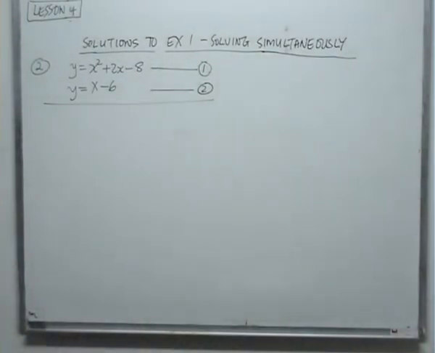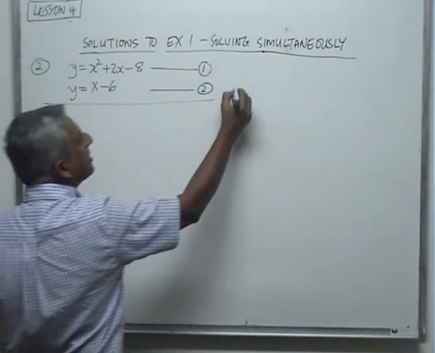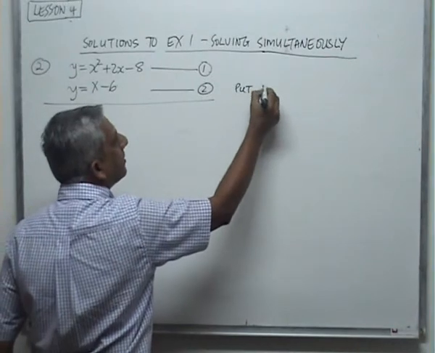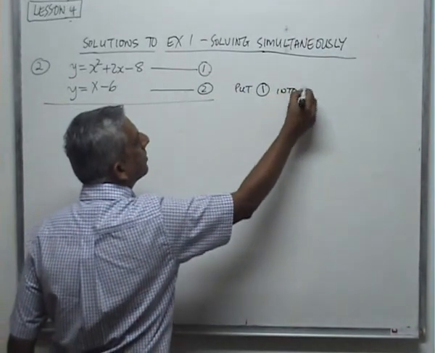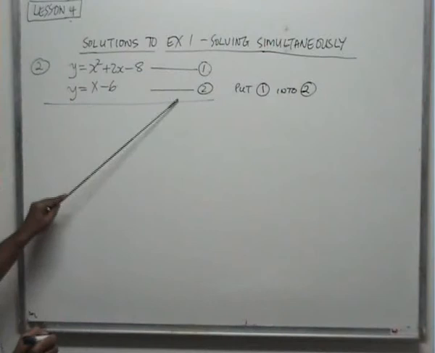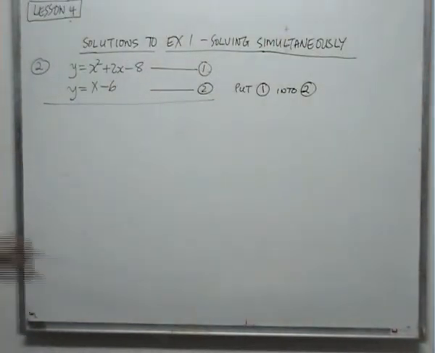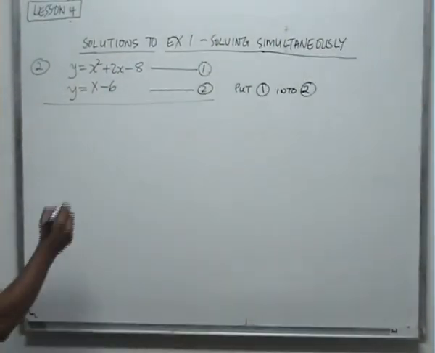On the board now we have example 2. Y is equal to x squared plus 2x minus 8. Y is equal to x minus 6. And we are trying to solve them simultaneously. Once again, we're going to put 2 into 1. Look, we can't talk like this. We can say put 1 into 2. We can do that. It doesn't mean you have to put 2 into 1. You can put 1 into 2. So let's do it like that this time.